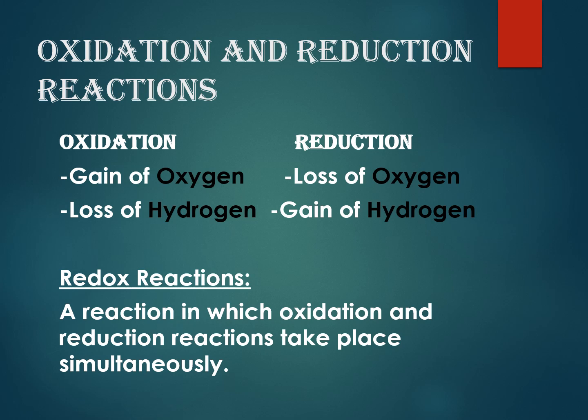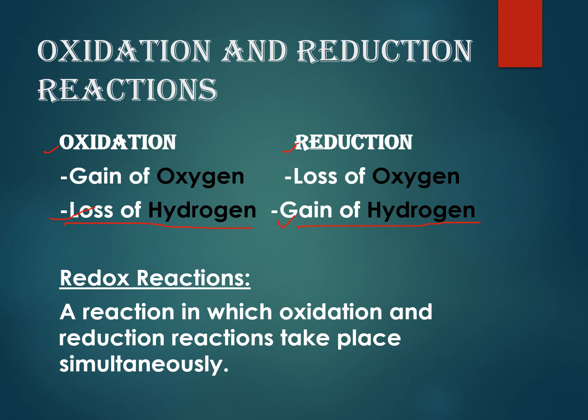In the previous video, we studied oxidation and reduction on the basis of gain and loss of oxygen. In this video, we will differentiate oxidation and reduction reactions on the basis of loss of hydrogen and gain of hydrogen. If a substance loses hydrogen, it means oxidation is taking place, and if a substance gains hydrogen, it means reduction is taking place.